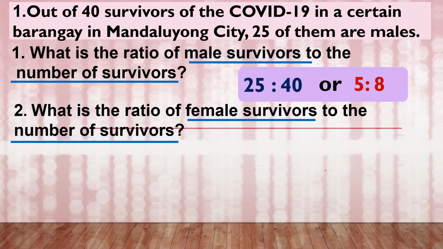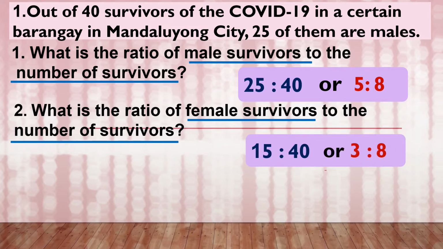That's the one being compared. So there are 15 female survivors out of 40. Saan nakuha ang 15? Now it's just a matter of subtracting 25 from 40. So the ratio of female survivors to number of survivors is 15 is to 40. So again, taking its lowest term, dividing them by 5.